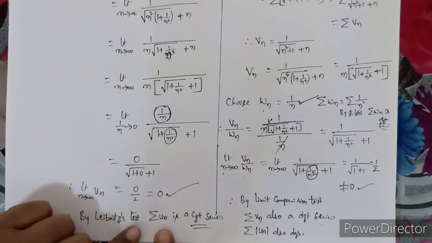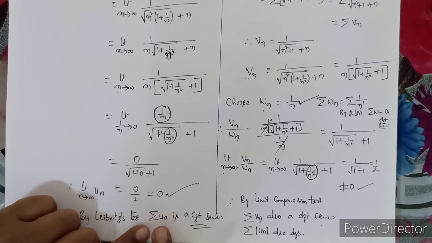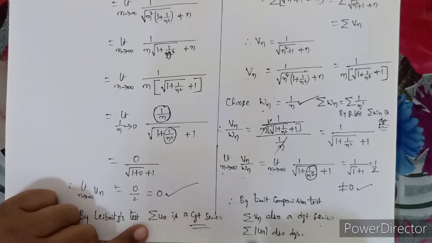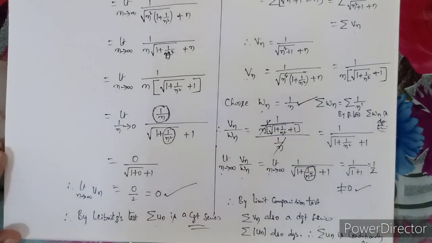In this problem, we have already seen previously that sigma u_n is a convergent series. Now we have seen sigma mod u_n is a divergent series. Sigma u_n is convergent, sigma mod u_n is divergent. Therefore, sigma u_n is conditionally convergent, or you can call it semi-convergent or non-absolutely convergent. Therefore, the given series is conditionally convergent.